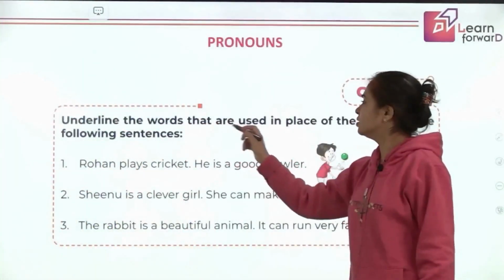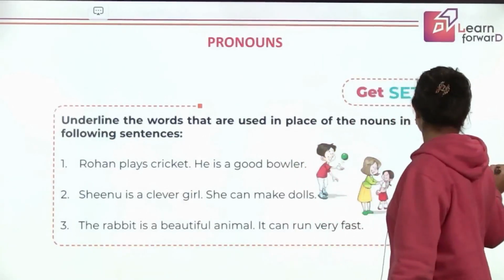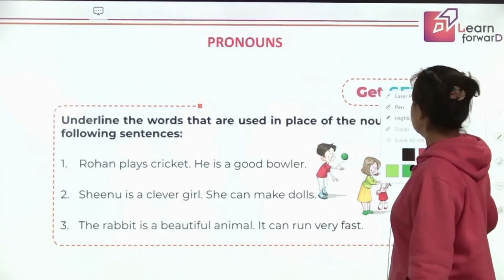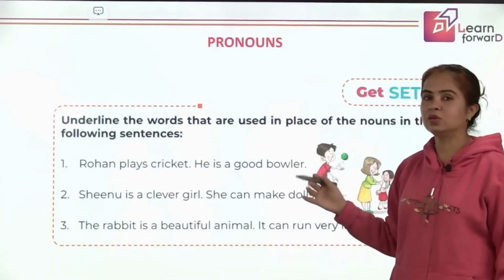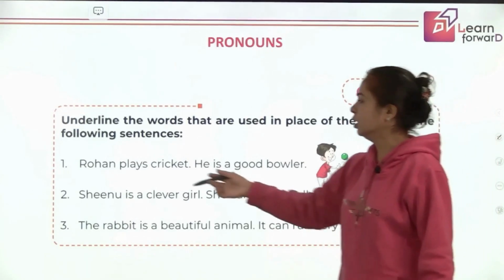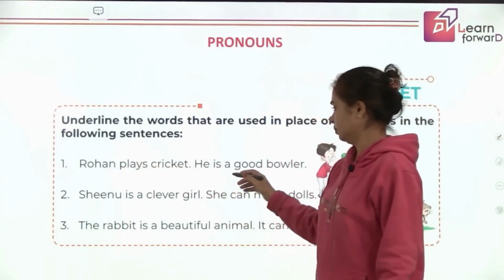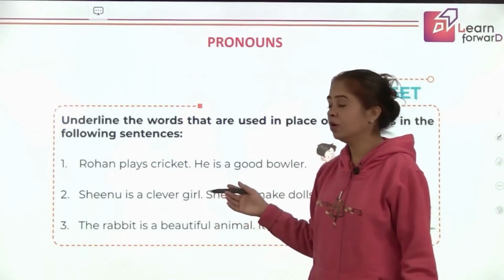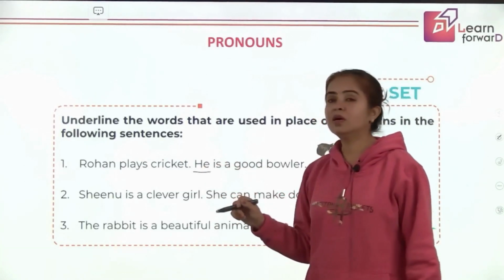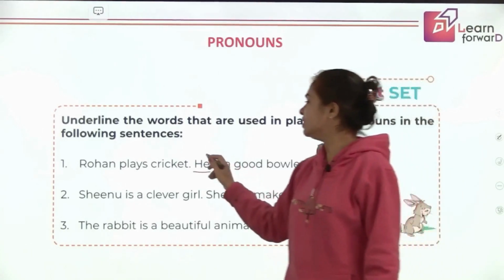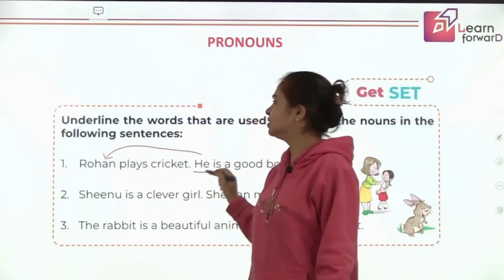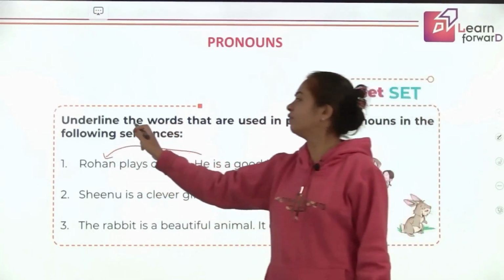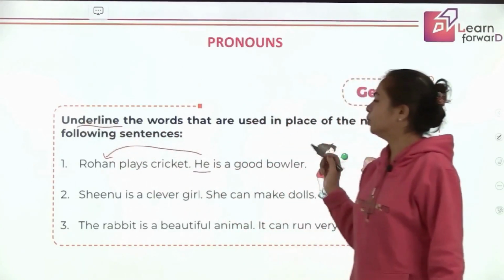Underline the words that are used in place of the nouns in the following sentences. So let's see what the pronouns are here. Rohan plays cricket. He is a good bowler. So what does the word he stand for? He stands for Rohan. So this is a pronoun and you have to underline the pronouns here.